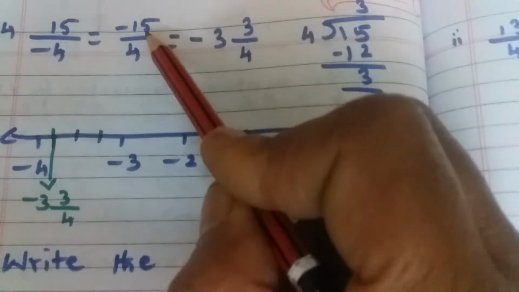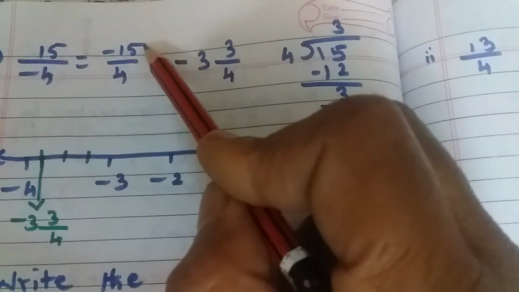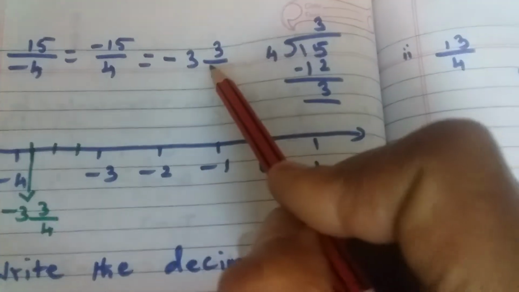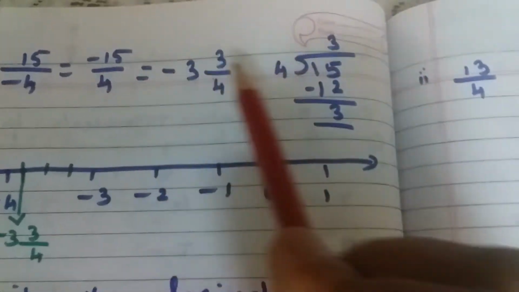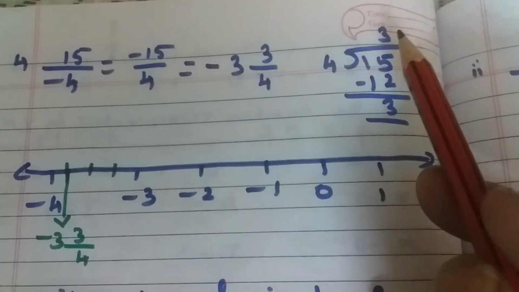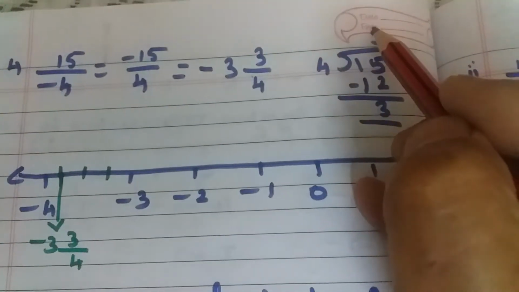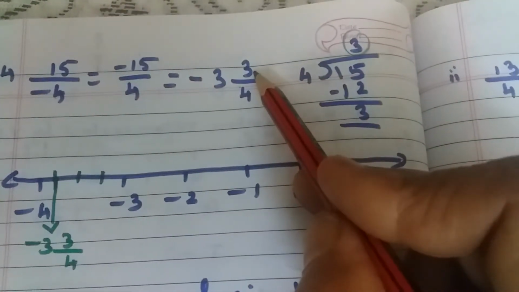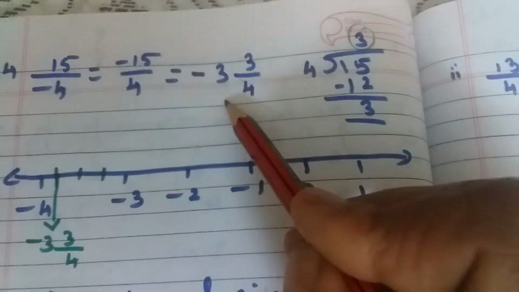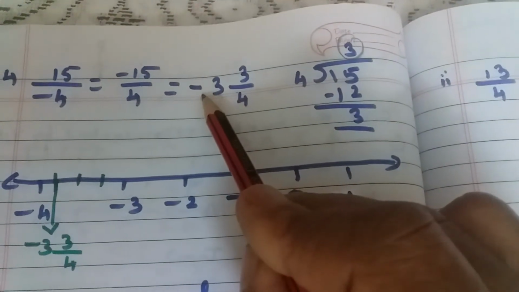Now it is again an improper fraction, the numerator is greater, so we have to convert it into a mixed fraction. For that, 15 numerator inside, denominator outside. So when you're dividing, 4 3s are 12, and when you subtract, it is 3. So this 3 is the quotient and this 3 is the remainder on the numerator, with the same denominator. It is negative, so put a minus sign. So it is a negative rational number.